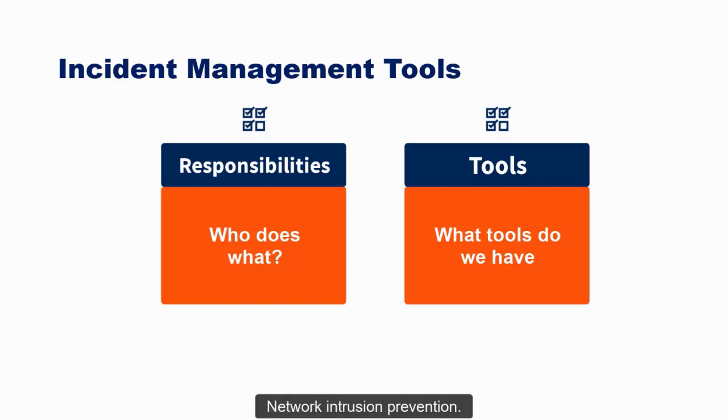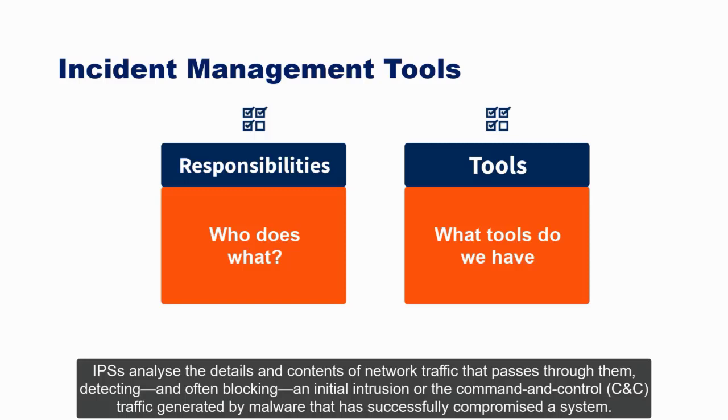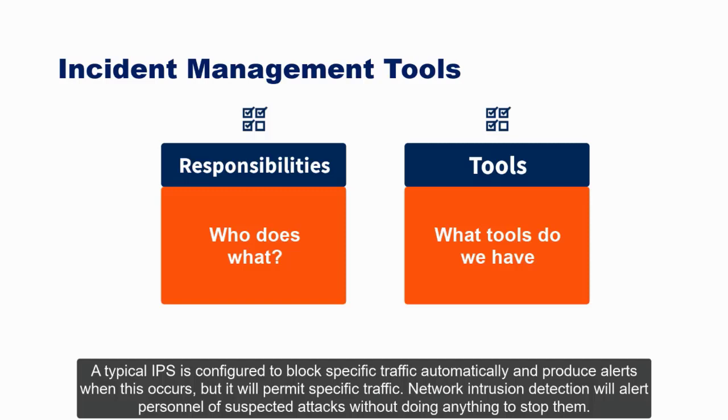Network intrusion prevention. IPSs analyze the details and contents of network traffic that passes through them, detecting and often blocking an initial intrusion or the command and control (C2) traffic generated by malware that has successfully compromised the system. A typical IPS is configured to block specific traffic automatically and produce alerts when this occurs, but it will permit other traffic. Network intrusion detection will alert personnel of suspected attacks without doing anything to stop them.